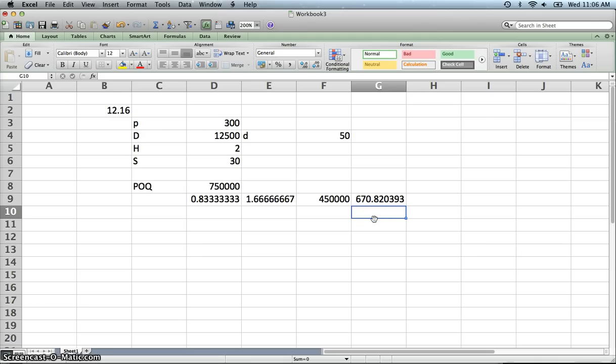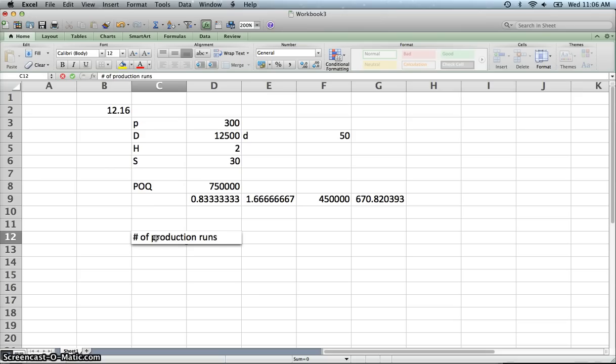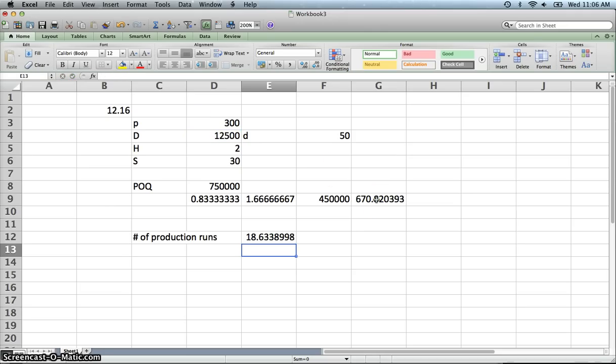Now let's show you how to calculate the number of production runs. That's one of the questions they ask. Instead of how many times you're going to order, how many times are you going to produce? This is pretty straightforward. If this is the annual demand, and every time you produce this amount, we will produce 18.63 times in a year. So 18 times we will start the manufacturing process, and we'll produce 670.